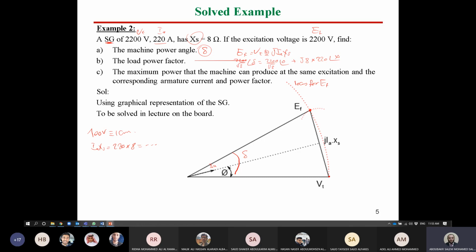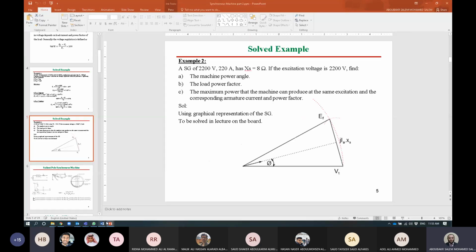Please solve this problem to scale on paper, and if you have any problem, let's discuss it again, inshallah, next class. Any questions? Everything is clear? All right, inshallah. Okay, let's stop our recording, and we can start our discussions.